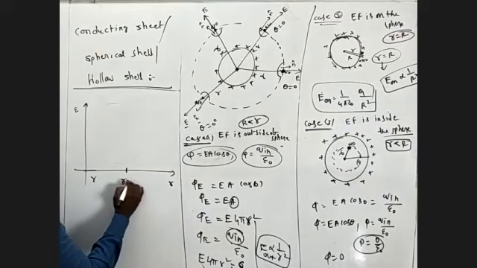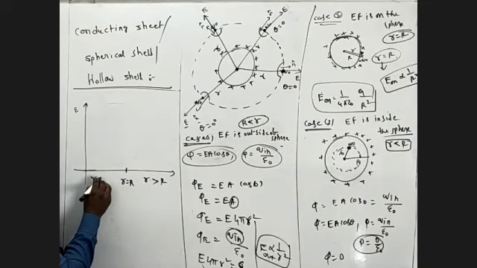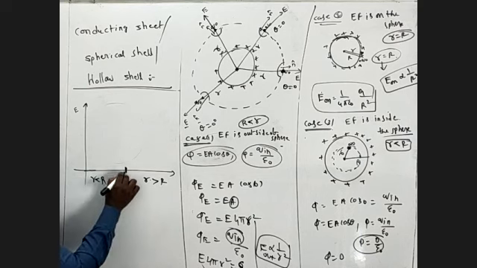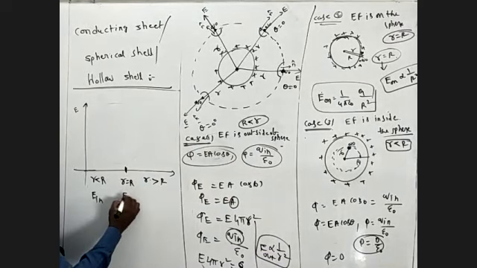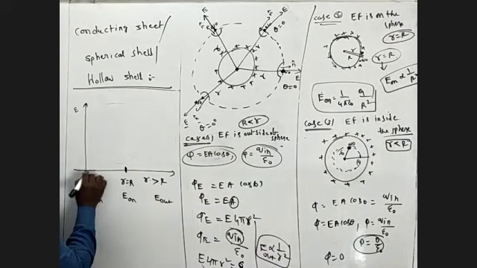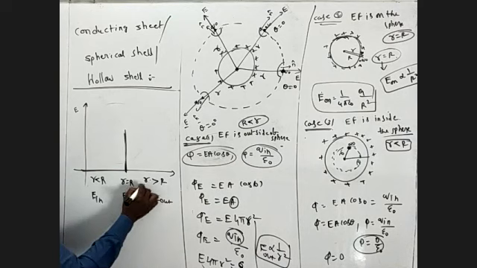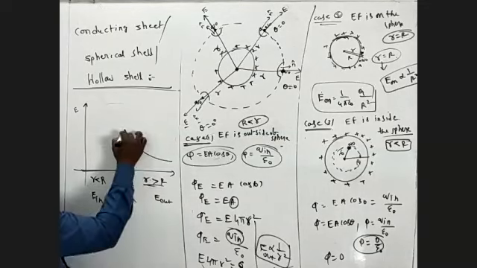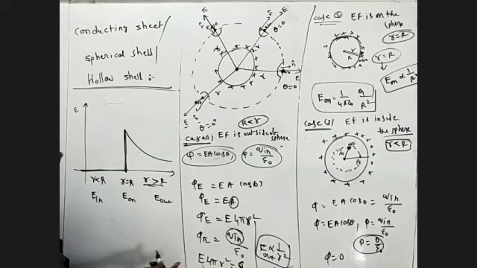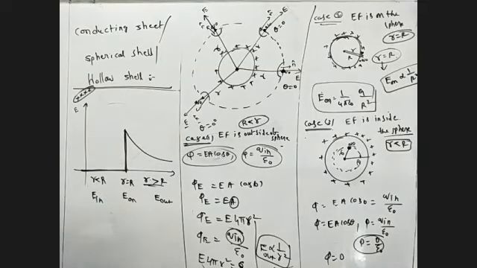Capital R is equal to small r. For r less than capital R, what is the electric field? The electric field inside is 0. This is E in, this is E on, and this is E out. E on is the electric field at the surface, which is nonzero, and E out falls off like a parabola. This is a very important graph.